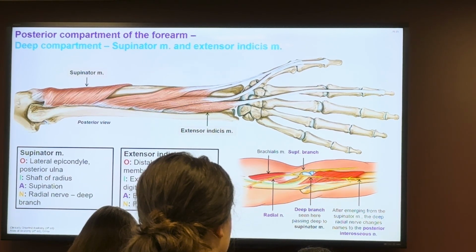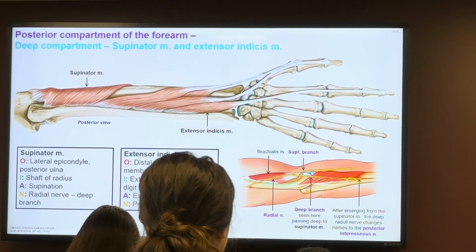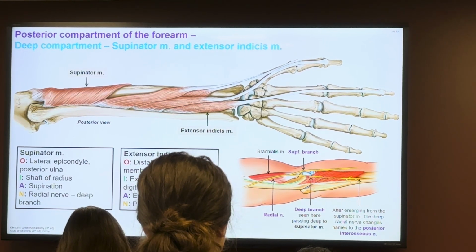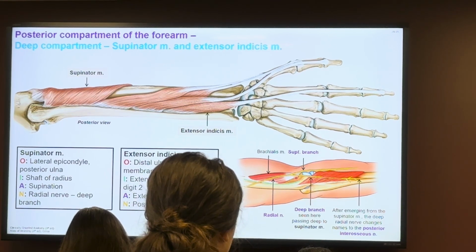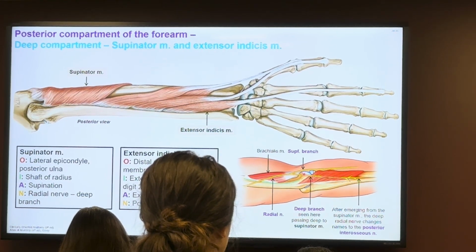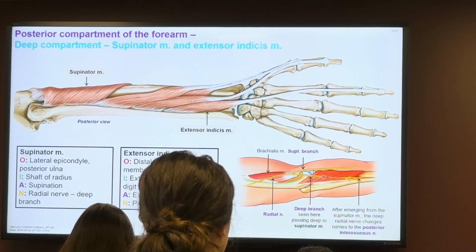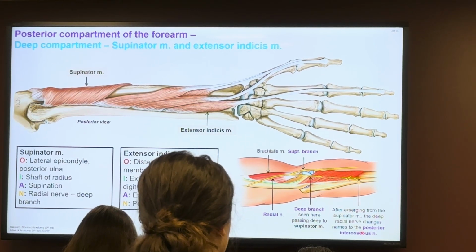We can see the deep branch of the radial nerve passing under the supinator, or sometimes in this case drawn as passing through the supinator. So there's that superficial branch going down toward the hand, sensory only. The deep branch of the radial nerve will go either under or through the supinator. It's going to pass deep to it, at least at some point. And after the deep branch pops out, we call it the posterior interosseous nerve. So that's where that nerve comes from that I mentioned.